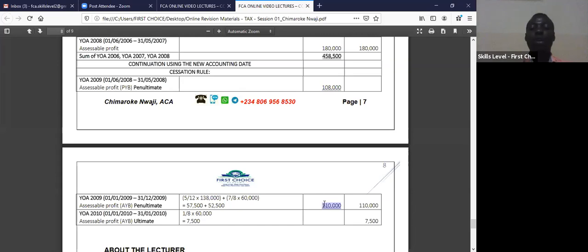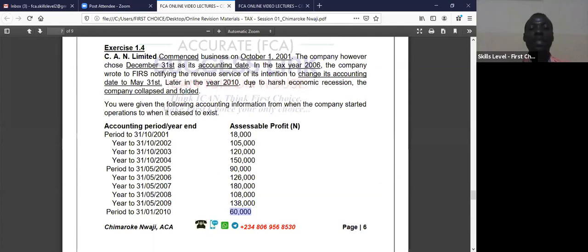The tax authority is going to choose 110. So that is what you are going to do, choosing 110. Then the ultimate year, which is in 2010, is going to be on actual year basis. So the account says, the story says they end in 2010, and they gave you the period to 31st January 2010.